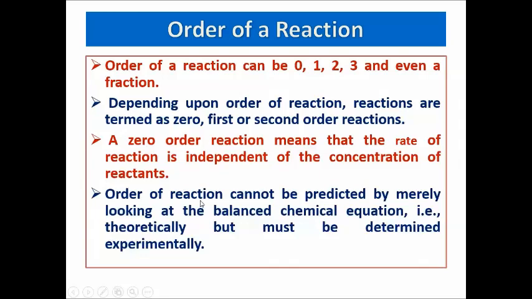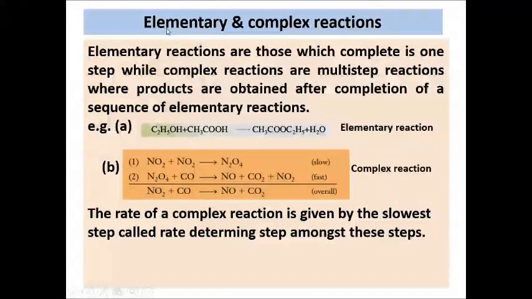And by predicting the order, or rather, we can't predict the order of the reaction by looking at the balanced chemical equation. The next topic is elementary and complex reactions. Elementary reactions are those which complete in one step, while complex reactions are multi-step reactions where the products are obtained after the completion of a sequence of elementary reactions.